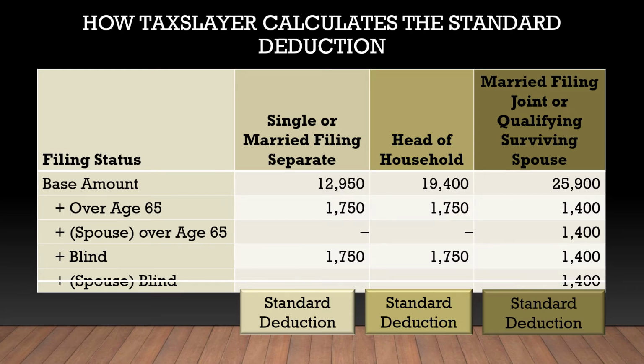This chart shows those base amounts attached to the different filing statuses. Then, for each circumstance that applies to our taxpayer and the spouse, if they're married filing jointly, there is an addition to that base amount. Once the base amount and all the additions for age and blindness are added together, that's when we come to the correct standard deduction.